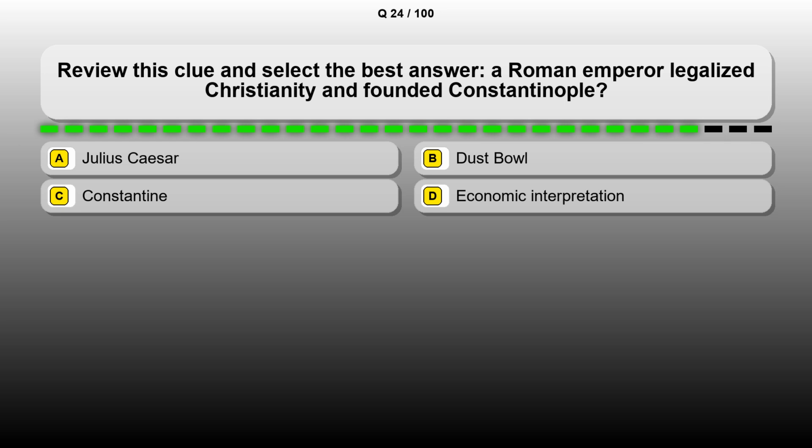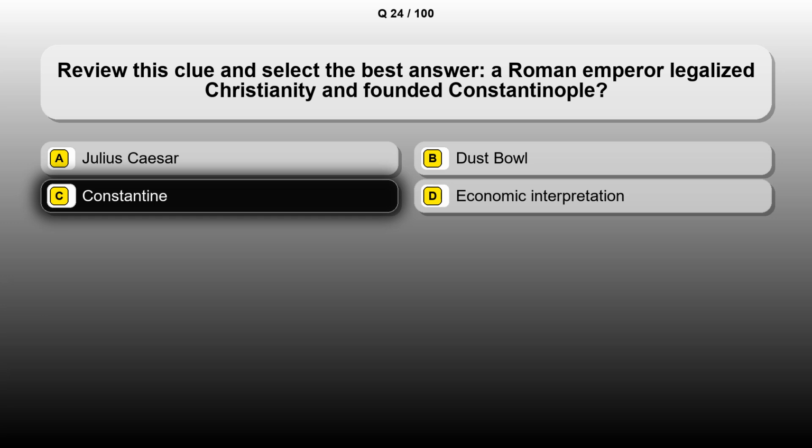Question 24. Review this clue and select the best answer. A Roman emperor legalized Christianity and founded Constantinople. Option A. Julius Caesar. Option B. Dust Bowl. Option C. Constantine. Option D. Economic interpretation.